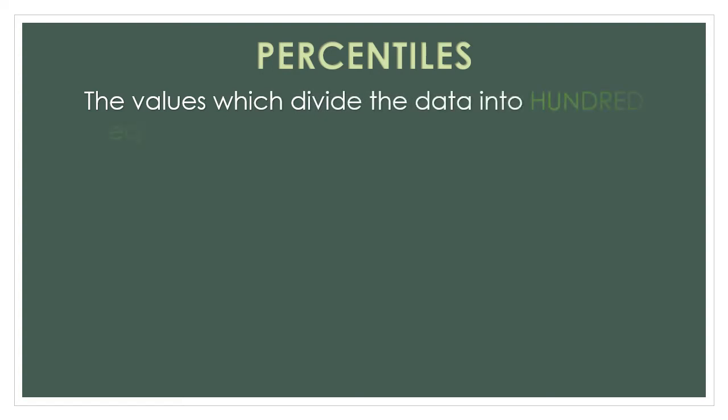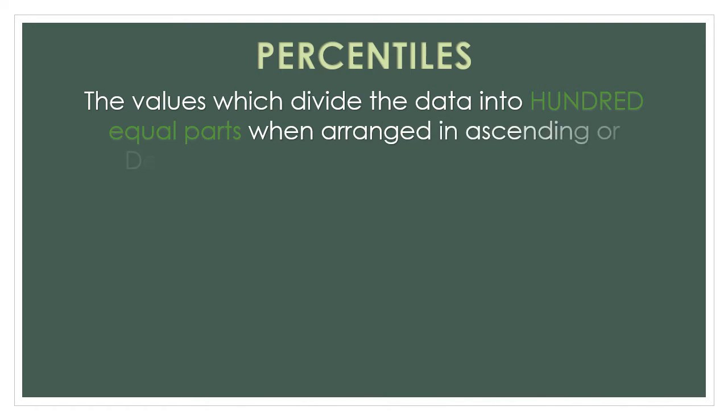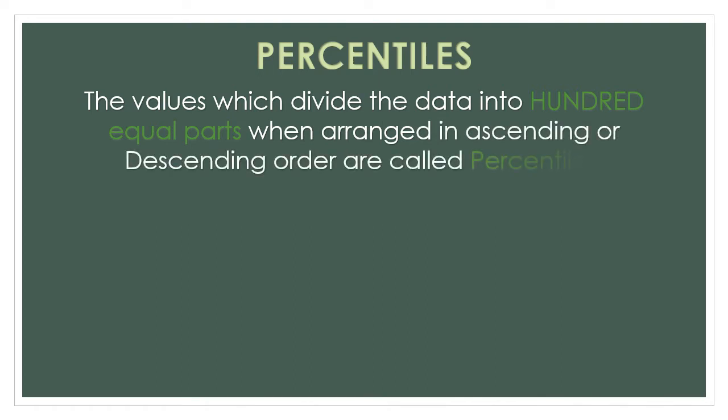Moving on to a percentile. Percentiles are the values which divide the data into 100 equal parts. Percentile, percentage, 100 percentage. 100 equal parts when arranged in ascending or descending order, we call them the percentiles. Because the data is divided into 100 equal parts, there are 99 percentiles starting from P1, P2 up to P99.